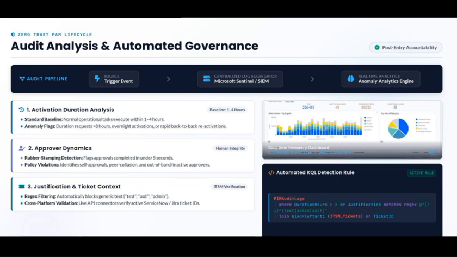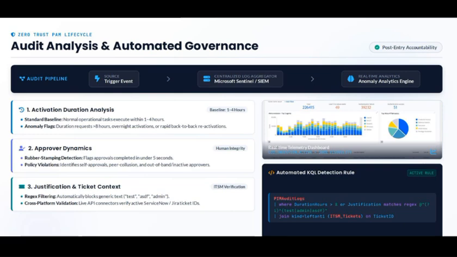This data flows directly into our central SIEM, such as Microsoft Sentinel or Datadog, where automated detection analytics continuously evaluate three crucial dimensions. Dimension 1 is activation duration analysis. Normal operational tasks should comfortably conclude within a 1 to 4 hour window.